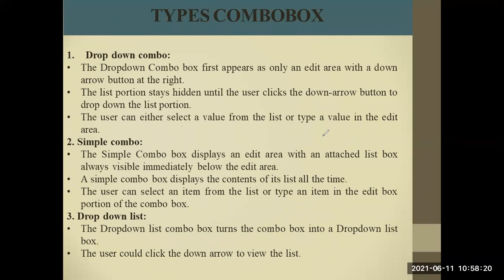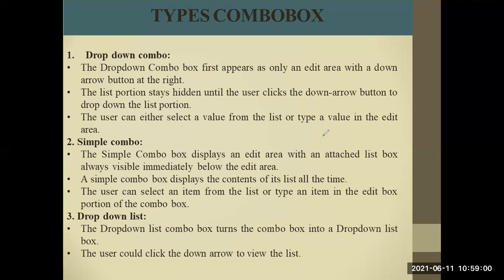Now, the second type is your simple combo, which is also called style 1 combo. In a simple combo box, it displays an edit area with an attached list box always visible immediately below the edit area. So whatever items are attached to the list box are immediately available below the edit area. Here the user is not required to click on the combo box to see what different items are available. Fine.